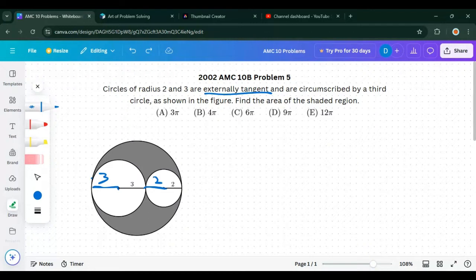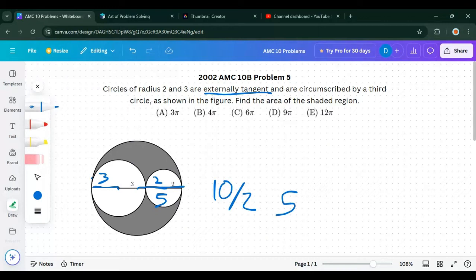And now, as we can see, we can find the radius of the large circle. Okay, so we have 3 plus 3 plus 2 plus 2, and that is 10. And that is the diameter because it is the entire length here. And since it is the entire length, it is the diameter, and we divide by 2 to find the radius, which is 5. So the radius of the large circle is 5, and then we can find the area of the shaded region.